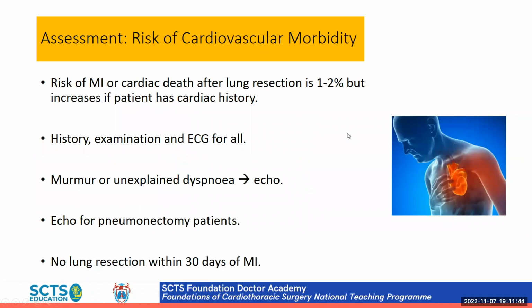Then we have to go to the second part of the tripartite assessment, and this is basically assessing the cardiovascular morbidity. So I usually quote a risk of 1 to 2% of risk of MI or cardiac death after a lung resection, but this obviously increases as the patient has a history of cardiac disease in the past.